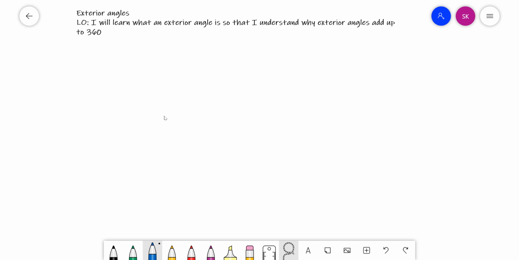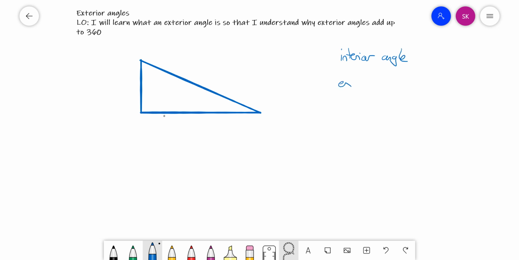So I'm going to start off by drawing a triangle. There we go. Doesn't matter that it's a right angle triangle. I want you to copy this shape in your book. Doesn't need to be too neat. And I want you to label what you think is an interior angle, an exterior angle on this shape. One interior angle, one exterior angle. Pause the video so that you've got time to do that and press play when you're ready to keep going.